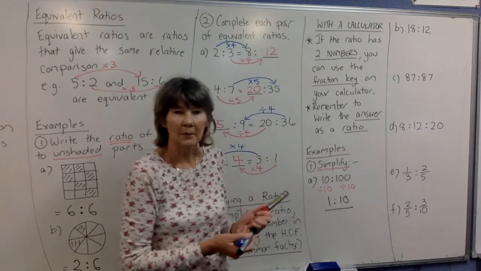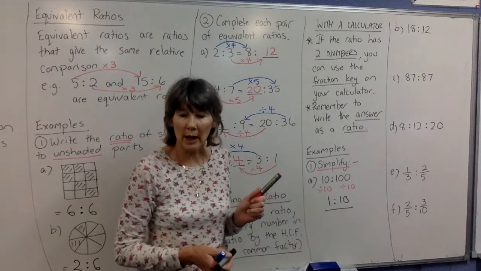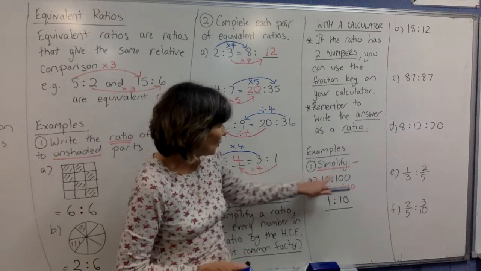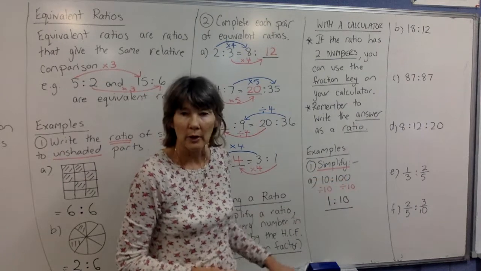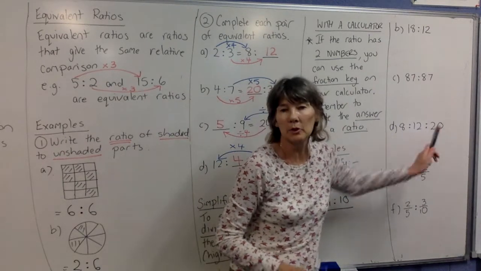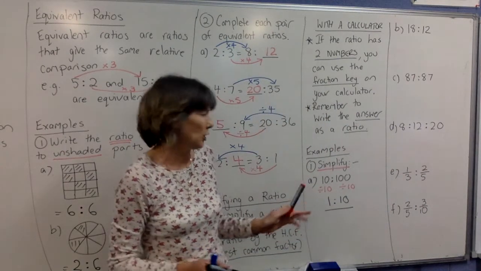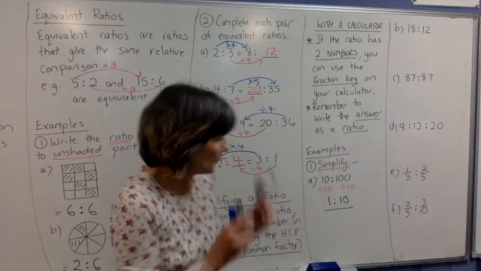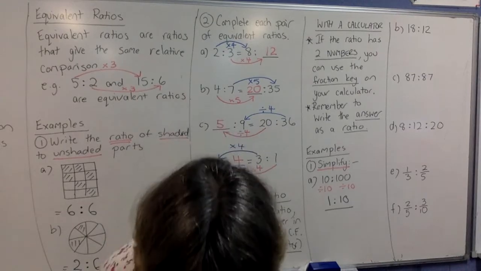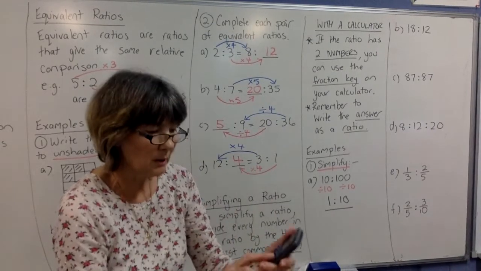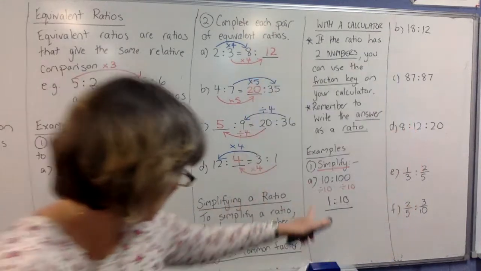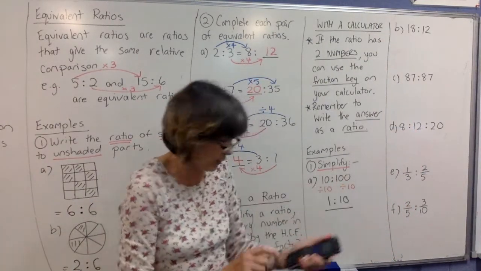That's your answer. Now, you can use your calculator, fraction key, to do these, but only if you've got 2 numbers in the ratio. So over here, you will not be able to do it because there's 3 numbers in that ratio. So it's only when you've got 2 numbers. So this is how we do it. You get your calculator and we press the fraction key and we're going to put in 10 over 100.